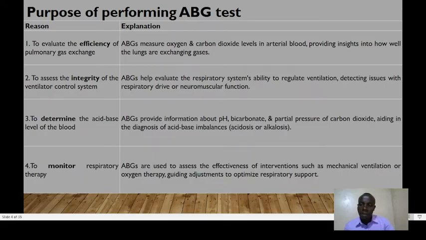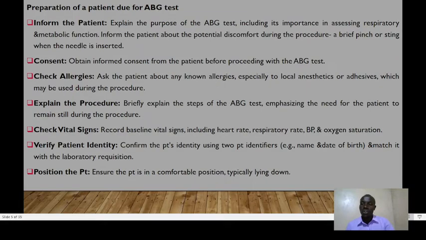Number three is to determine the acid base level of the blood. As you know, ABGs will provide information about pH, bicarbs, and partial pressures of carbon dioxide, aiding in the diagnosis of these acid base imbalances, which are normally the root cause problems in many patients. Lastly, we want to monitor respiratory therapy, so we can use the ABGs to assess the effectiveness of interventions such as mechanical ventilation and oxygen therapy, and this will help us carry out adjustments as we try to prioritize respiratory support.